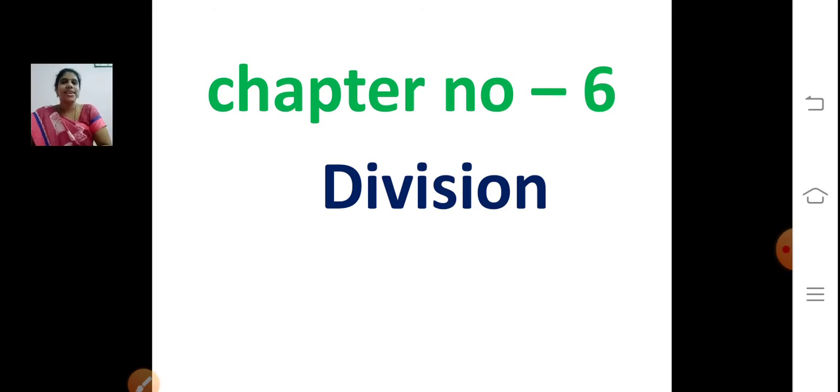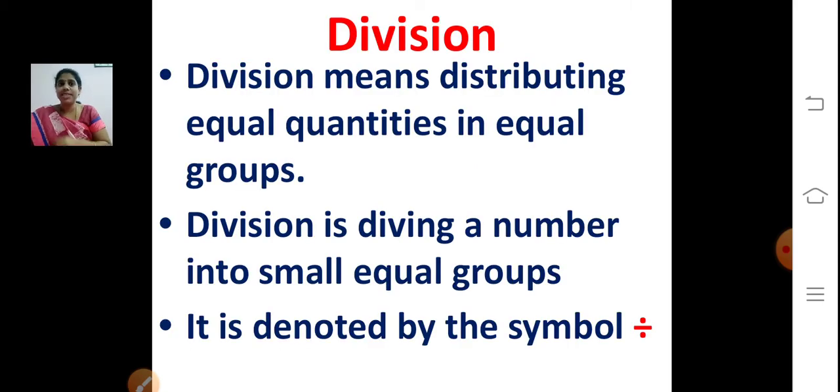Chapter number 6, division. I think you all know what division is, isn't it? What is division? Division means distributing equal quantities in equal groups. We have to distribute equal quantities in equal groups. That is called division. Division is dividing a number into small equal groups.